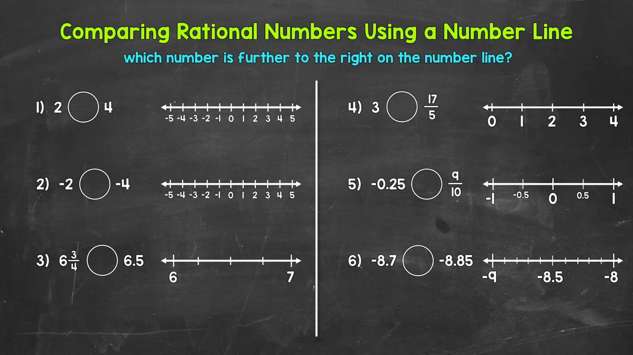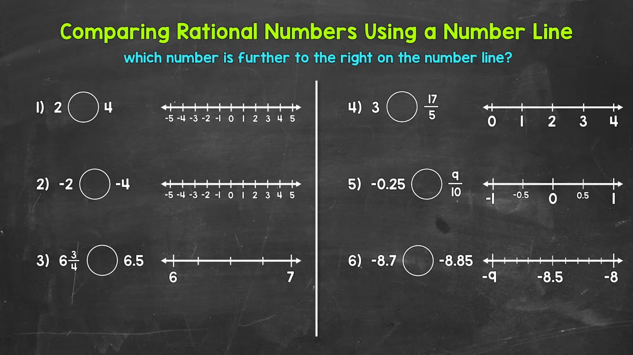Now remember, when it comes to number lines, if we look at 0, positive numbers are to the right of 0 and negative numbers are to the left of 0. And keep in mind, numbers increase in value as we move to the right and decrease in value as we move to the left. So when we compare rational numbers using a number line, the number further to the right will be greater in value.